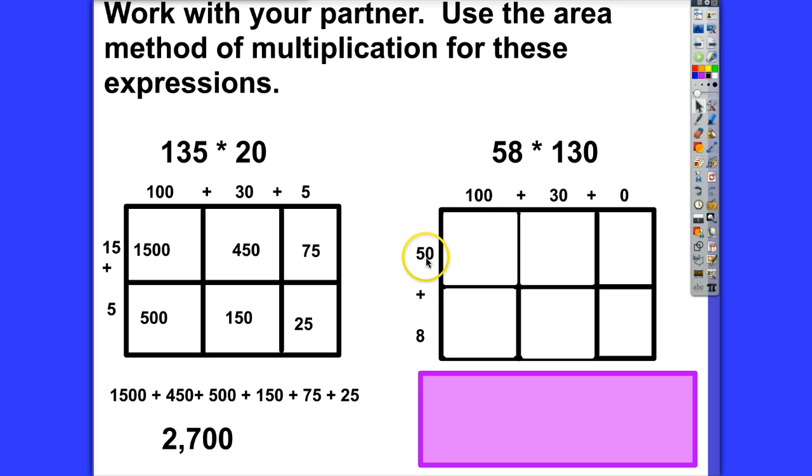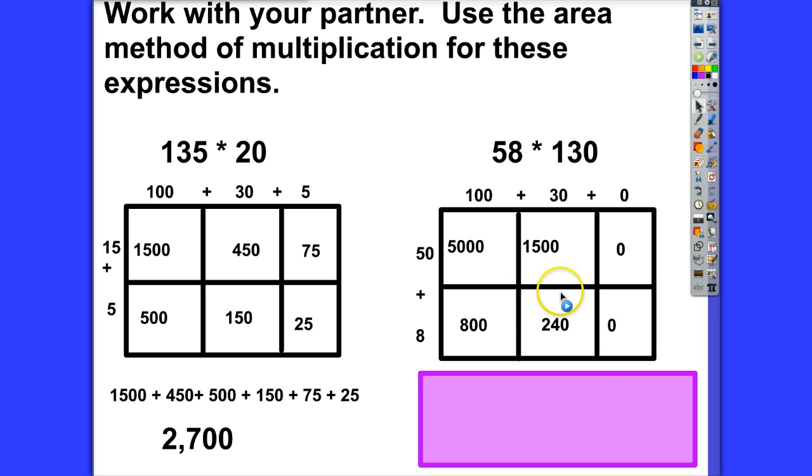Multiply 100 times 50. Well, 1 times 5 is 5, and then you're going to write 3 zeros after, and you'll have 5,000. 50 times 30, multiply 5 times 3, you've got 15, write 2 zeros after, you have 1,500. 50 times 0, well, that's 0. 8 times 100, well, 8 times 1 is 8, and then write 2 zeros after for 800. 8 times 30, well, 8 times 3 is 24, and then write 1 zero after for 240. 8 times 0, that's 0.